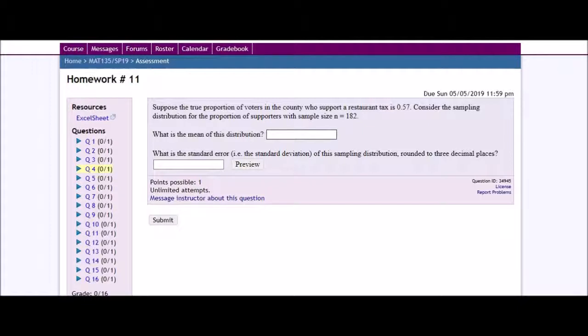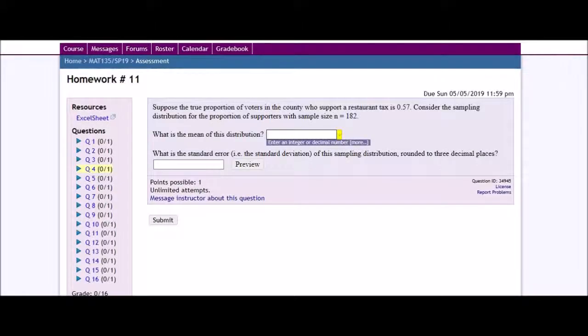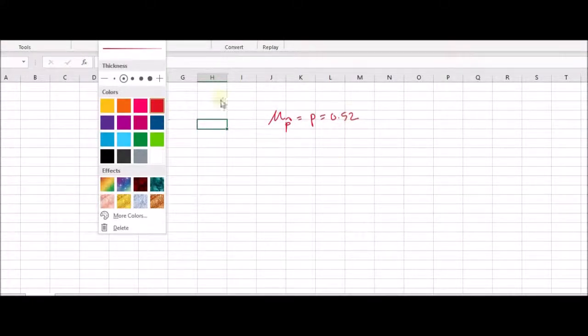So we know that the population proportion is equal to 0.57, and we would like to find the mean and the standard deviation for the distribution of the sample proportion. We know that the mean of the distribution of sample proportion is equal to the population proportion, which in our case is equal to 0.52. Let me just double check. 0.57.